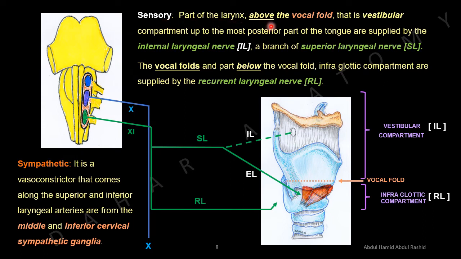Part of the larynx above the vocal fold, that is vestibular compartments, and up to the most posterior part of the tongue are supplied by the internal laryngeal nerve, which is the branch of superior laryngeal nerve. That means sensory above the vocal fold of the larynx. Next is the vocal folds, and part below that, the infraglottic compartments, are supplied by recurrent laryngeal nerve. That is for sensory. So recurrent laryngeal nerve will supply all the intrinsic muscles of the larynx, motor, except the cricothyroid muscles, and recurrent laryngeal nerve will supply sensory of the larynx below the vocal cords.